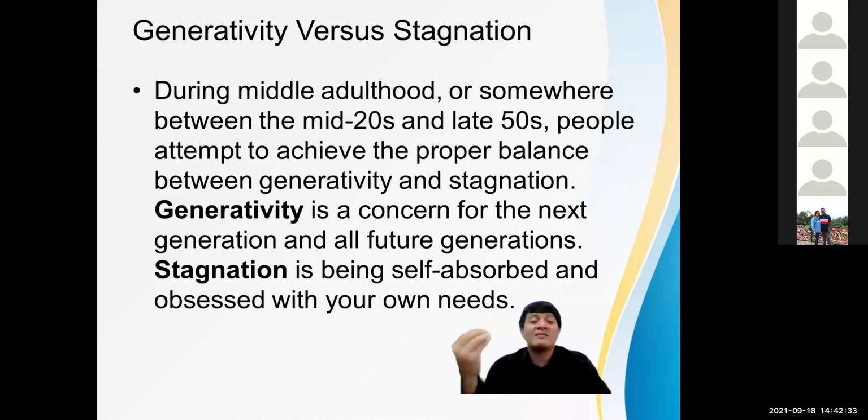They communicate things. That's why old people always want to talk about their past experiences, and you're there to listen to them because they want to give you advice, and they can generate new communication processes for the future generations. While stagnation is being self-absorbed and obsessed with their own needs, or they are stagnant on their own things because they cannot generate.